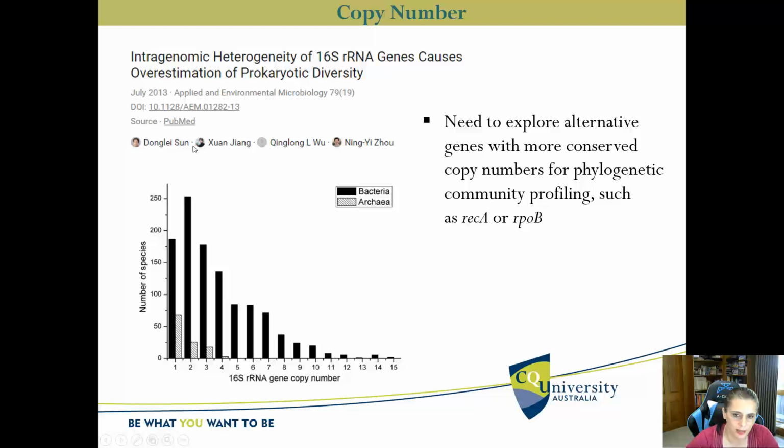Sun and colleagues selected, I don't know, a few thousand different cultured bacteria and evaluated copy number in different species. And they saw that a lot of species have one copy. More than that have two copies. But some species can have 15 copies, 14 copies. And this is just one group of bacteria that they investigated. There could be some with 20, 30 copies. This is a big problem.